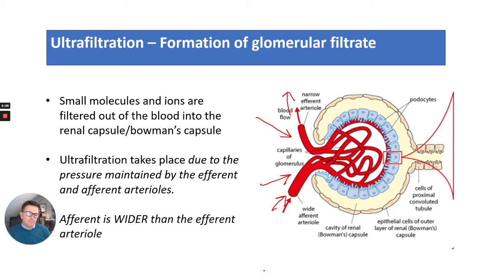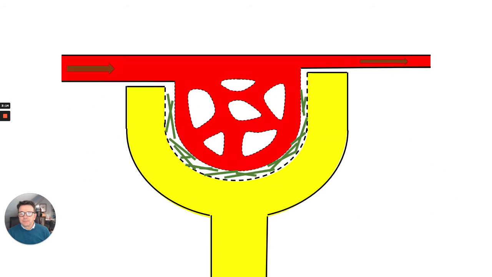So you get a build-up of pressure inside the Bowman's capsule. So therefore, more of the fluid is going to be forced out of the basement membrane through what we call podocytes into the cavity here of the renal capsule, and eventually down into what we call the proximal convoluted tubule. So here's a little animation.